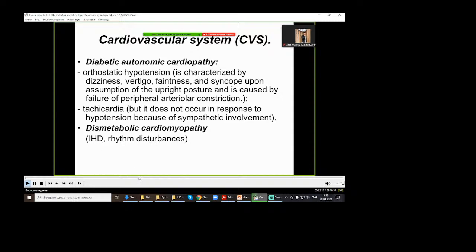cardiomyopathy may develop, and this damage is characterized by orthostatic hypotension, which is characterized by dizziness, faintness, syncope upon assumption of the upright posture, and is caused by failure of peripheral arterial constriction. Also the symptom may be tachycardia, but it does not occur in response to hypotension because of sympathetic involvement. Cardiovascular disorders of diabetes mellitus include dysmetabolic cardiomyopathy also. The clinical presentation of dysmetabolic cardiomyopathy includes rhythm disturbance and ischemic heart disease.